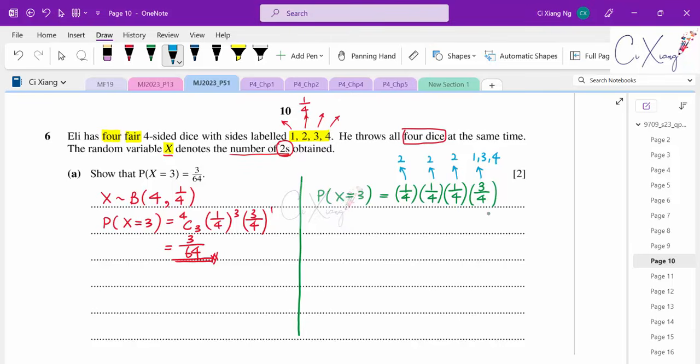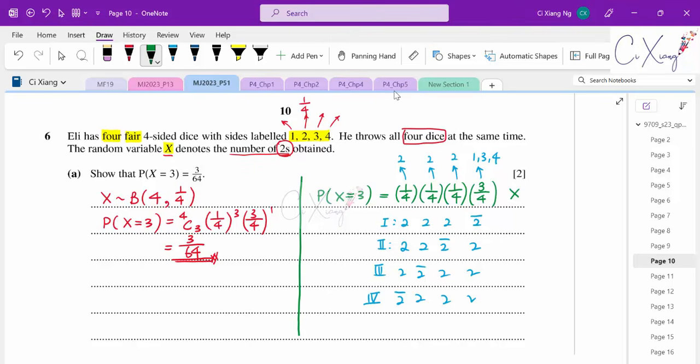I might have the first one as a 2, but the second one is not a 2, then the third and fourth are 2s. So you need to consider the arrangement for these 4 dice here. Okay, I'm having three 2s and also one non-2, right? So if I list out like this, for the first case, I'm having 2, 2, 2 and then non-2. I might also have the second case where I'm having 2, 2, non-2 and 2. The third one can be 2, non-2, 2 and 2, and the fourth one can be non-2, 2, 2, 2. So you can see that totally I'm having 4 different arrangements here.